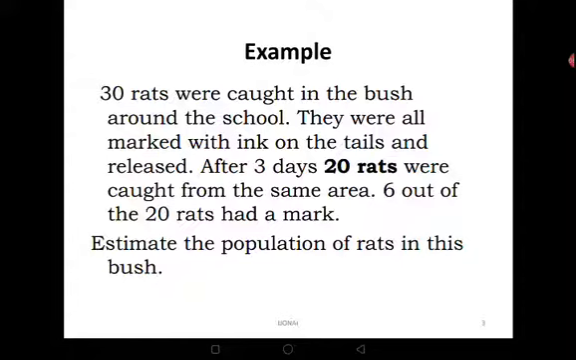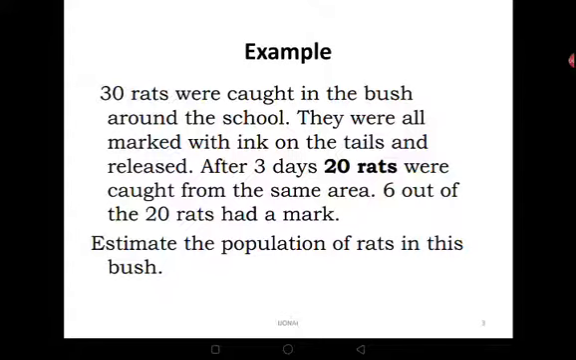For example, 30 rats in the bush around the school were all marked with ink on the tails and then released. That was the number in the first capture, 30. After 3 days, 20 rats were caught from the same area, so 20 was the number in the second capture. Then 6 out of the 20 had the marks, so 6 were recaptured in the second capture. Estimate the population of the rats.